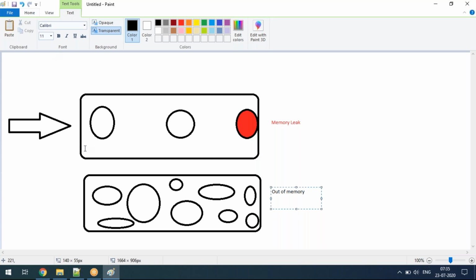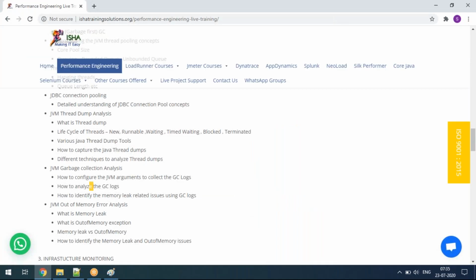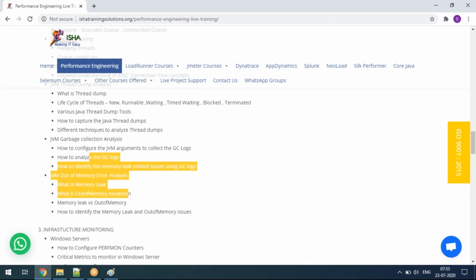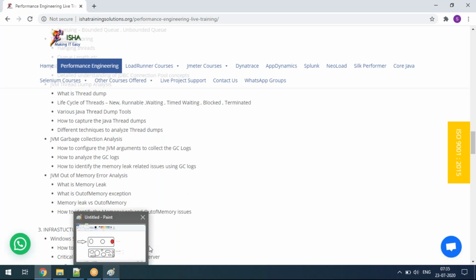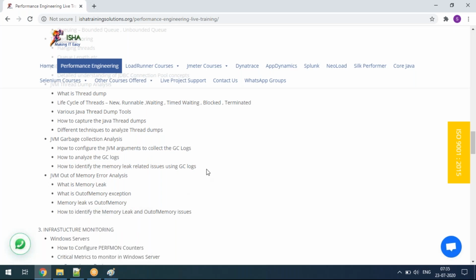So I'll come back to the topic. What you're telling is, if I ask you what is the difference between memory leak and out of memory, right? Memory leak causes the out of memory issue over the period. Yeah, correct.